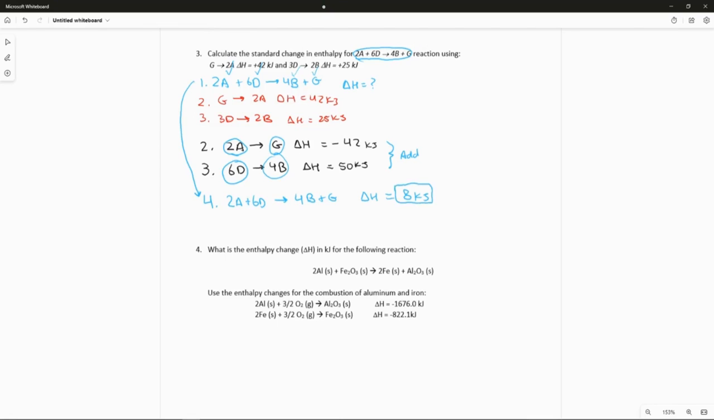Okay, so is our answer positive or negative? Right, it's positive. It is endothermic.